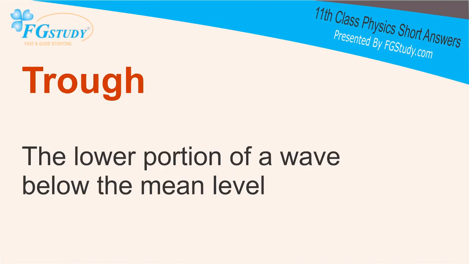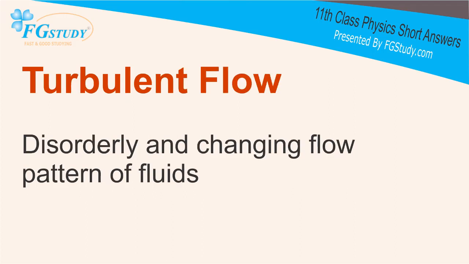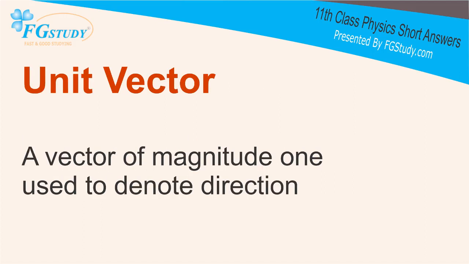Trough, the lower portion of a wave below the mean level. Turbulent flow, disorderly and changing flow pattern of fluids. Unit vector, a vector of magnitude 1 used to denote direction.